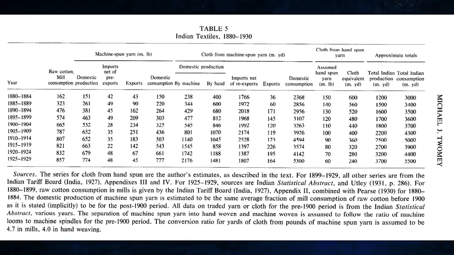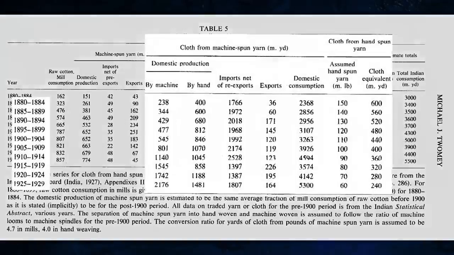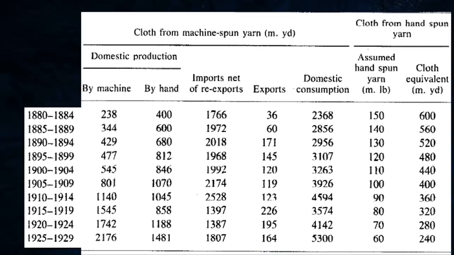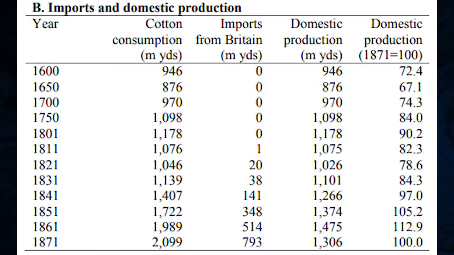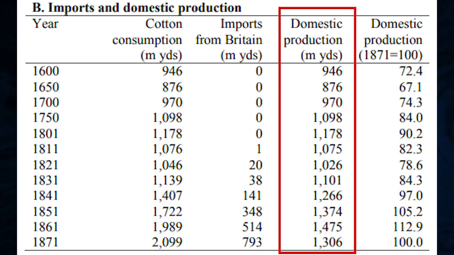And what Michael Twomey reported, sourcing the Indian Statistical Abstract, was that from 1880 to 1929, the domestic production within India of machine-spun cloth increased over 9-fold, and hand-spun cloth actually increased around 3.5-fold. Broadbury, Custodis, and Gupta do an analysis that goes even further back, and they conclude that textile production was increasing, though not at this pace, as far back as 1750 up to 1871, which is when Twomey's analysis began.